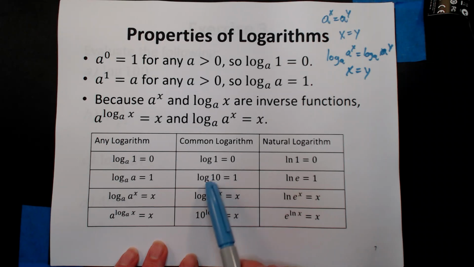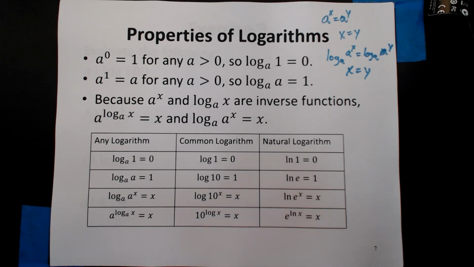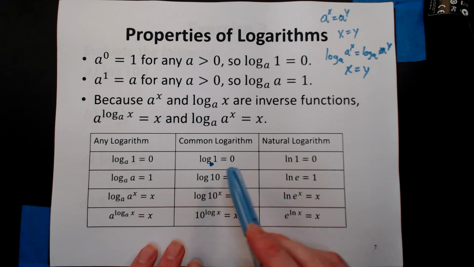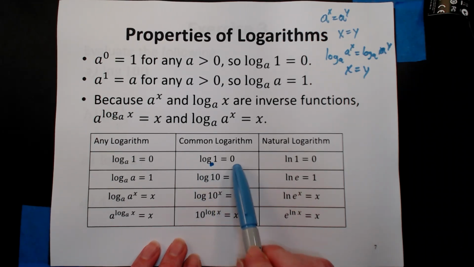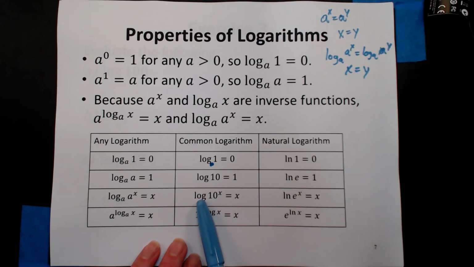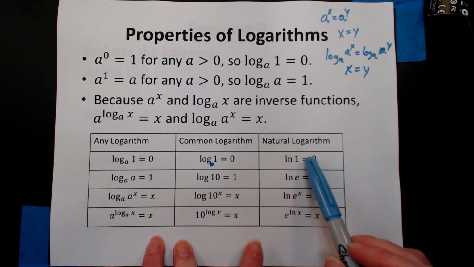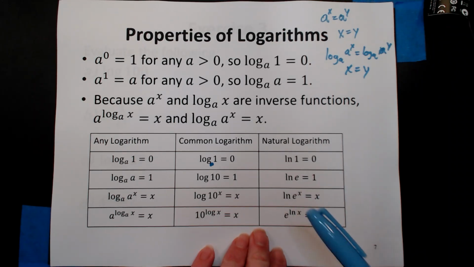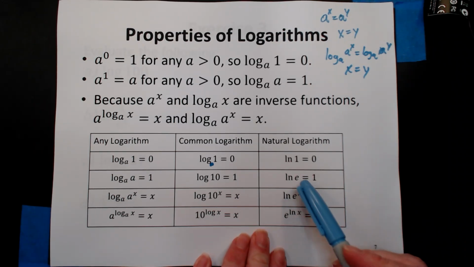Log of 1 is 0, log of 10 is 1. Remember that the base 10 is understood. We don't write it, it's understood to be 10. Log base 10 of 1 is 0, log base 10 of 10 is 1, log of 10 to the x power is equal to x, 10 to the log x is equal to x. Natural log is the ln, so ln of 1 is equal to 0. Basically, log base anything of 1 is equal to 0.